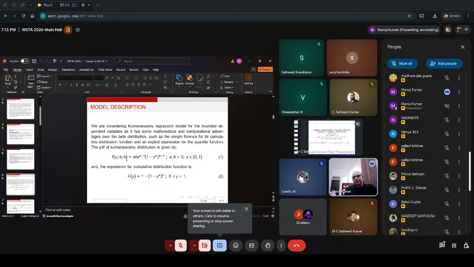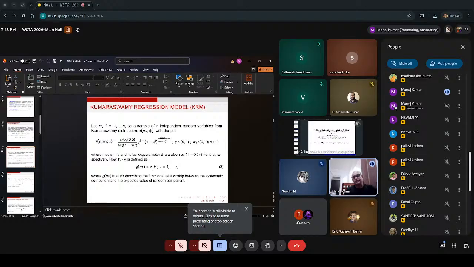So here we consider the Kumaraswamy regression model for the dependent variable, and we did the multiple calculations as for the beta distribution. The probability density function of a Kumaraswamy distribution is given with the interval 0 to 1, and then the cumulative distribution function came up. In the Kumaraswamy regression model, we consider yi to be a sample of n independent random variables following the Kumaraswamy distribution with parameters mi and phi, where mi is the median and phi is the nuisance parameter.